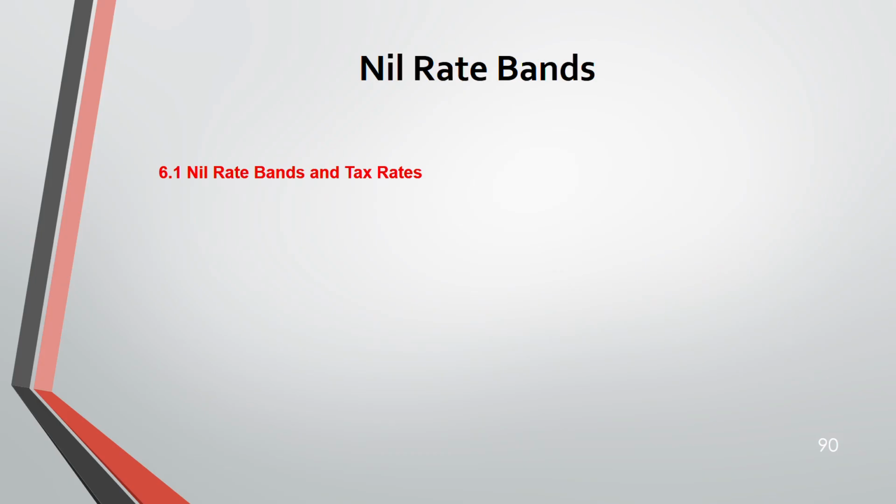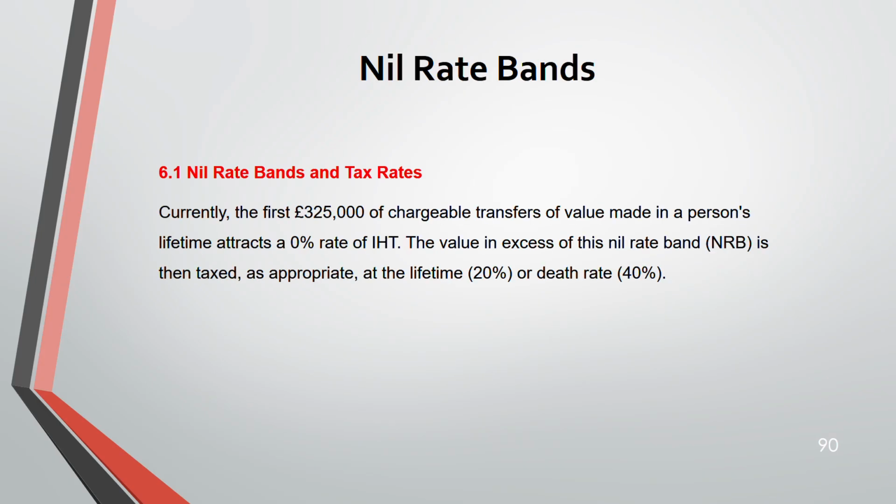Nil rate band. The first 325,000 of your chargeable transfer of value made in a person's lifetime attracts 0% inheritance tax. This we know. Anything in excess of the nil rate band is taxed at either the lifetime rate, which is 20%, or the death rate, 40%.